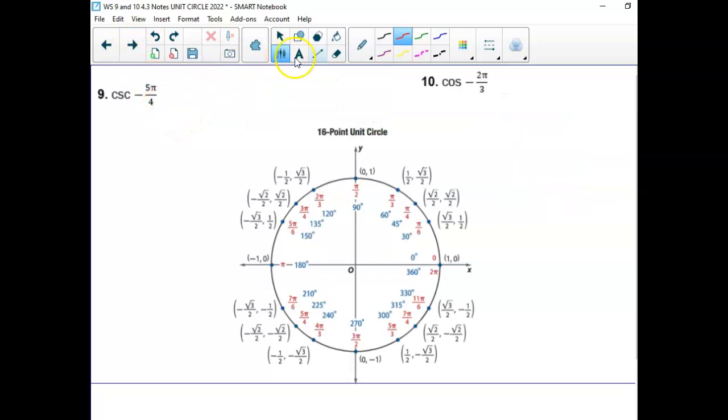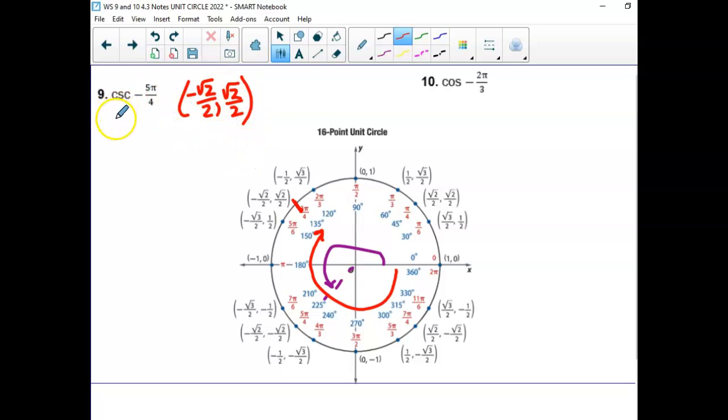Okay. Now, here's another one where you could change this to degrees. And actually, it wouldn't be hard to do because you can just look on here. 5 pi over 4 is 225, okay? But it's negative. So, again, normally 5 pi over 4, you'd go around that way into the middle. It's negative, so you're going around halfway this way and ending up here. Does that make sense to anybody? Okay, so the ordered pair is negative square root of 2 over 2 and positive square root of 2 over 2. Which one do we have to do the reciprocal of?